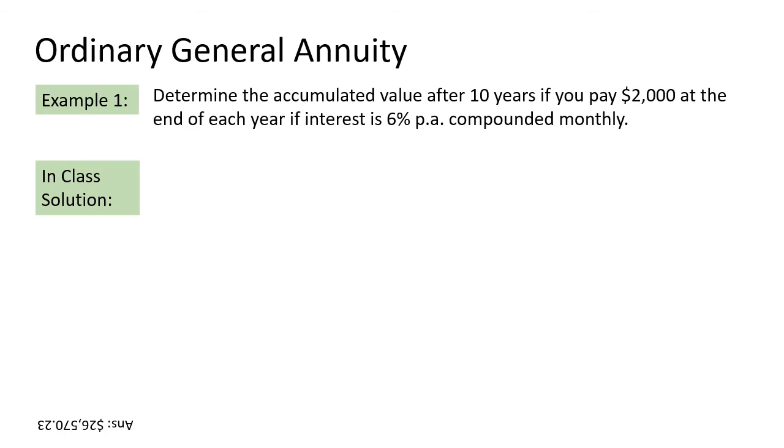So let's look at an example where we use this. Determine the accumulated value after 10 years if you pay $2,000 at the end of each year if interest is 6% per annum compounded monthly. All right, so one thing you notice here, you're paying $2,000 at the end of each year, that's annually, and your interest, 6%, is compounded monthly. So the compounding frequency and the payment period frequency are not the same. So this is an ordinary general annuity. That's how you can tell.